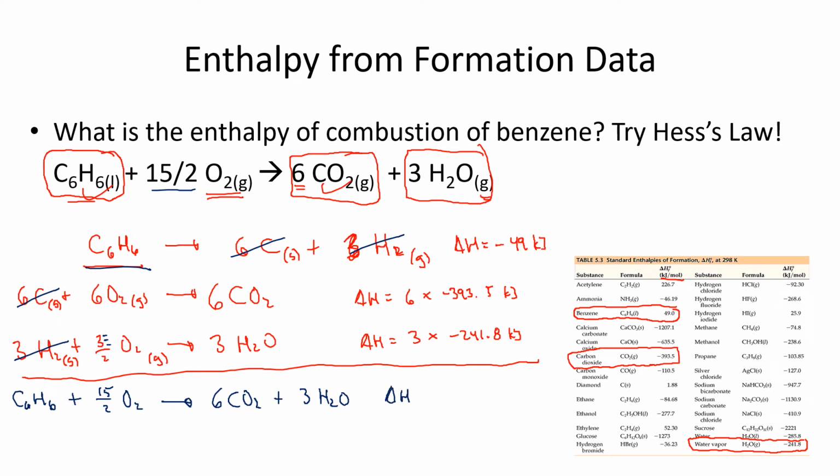Great. So delta H for this whole reaction then will be the sum of those. So let's see if I can work that out. So I get negative 3,135.4 kilojoules for that one.